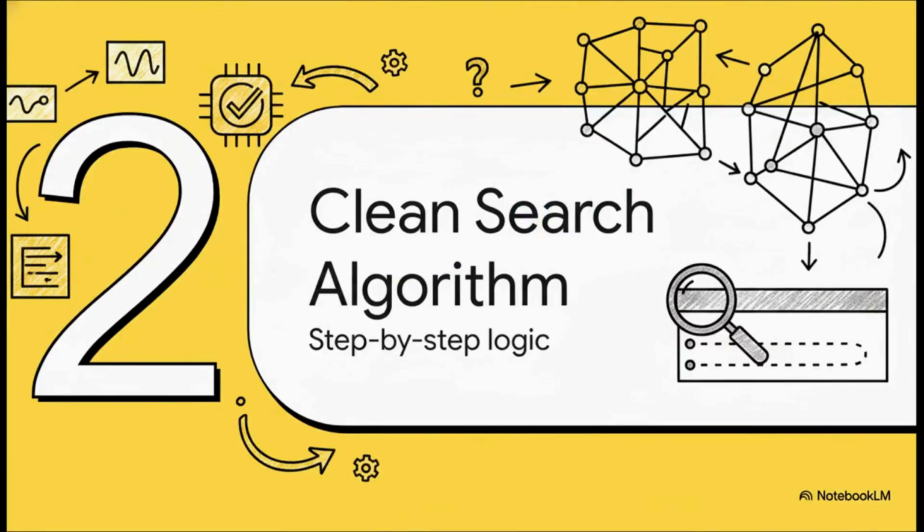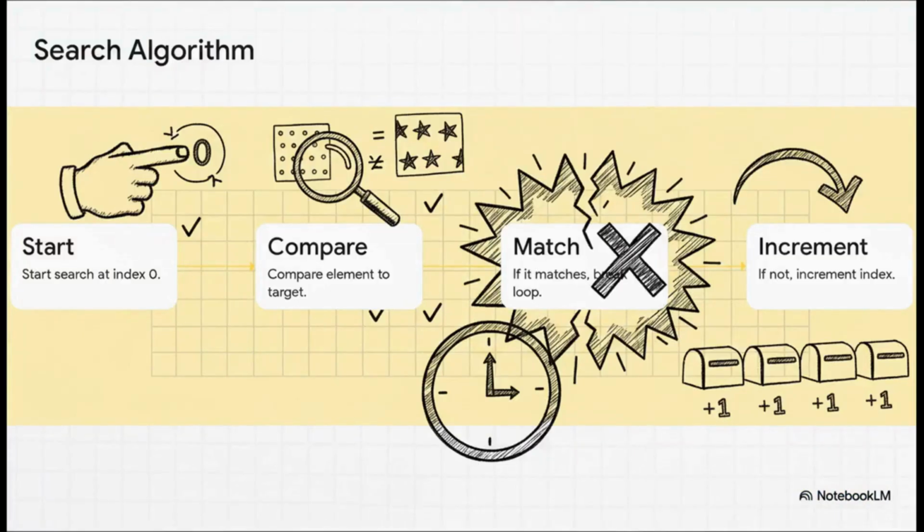This brings us to part 2, designing a clean search algorithm. Here is our clean, step-by-step algorithm in plain English. Step 1, we start our search at index 0, the absolute beginning of the array. Step 2, we look inside that memory slot and compare the element to our target value. Step 3, if it's an exact match, we stop searching and instantly break out of our loop.